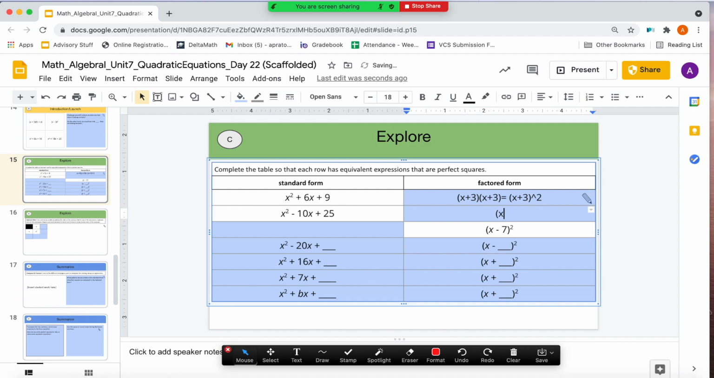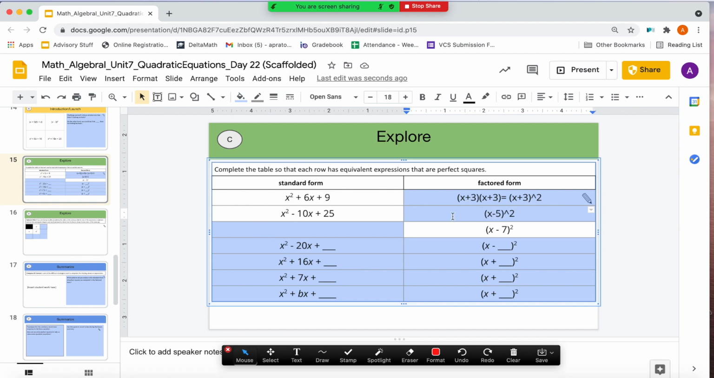We have x minus 5 raised to the second power. We can ask students, how did you know it was a minus here? Because that middle term was a negative. What's the relationship between this constant in the factored form and the constant in the standard form? It's that squared. What's the x's relationship in factored form and standard form? That's also squared. And how do we get this middle term? Well, it's these two numbers multiplied and doubled.